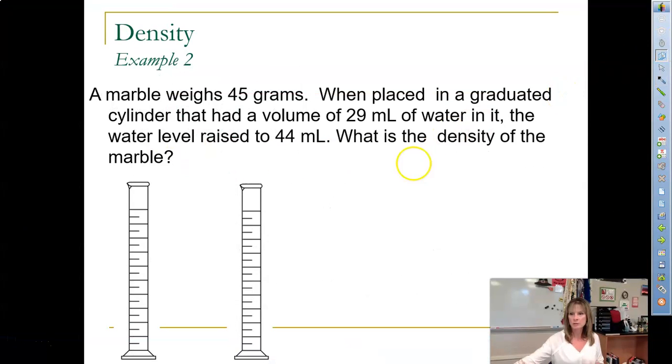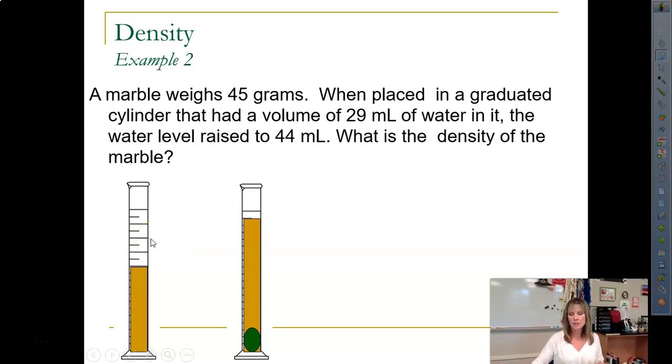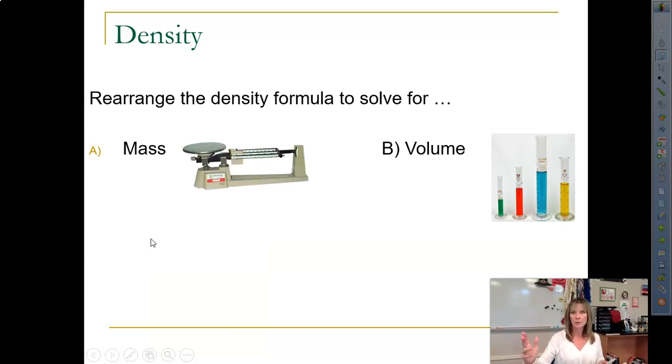Okay, next one. Oh, look, we've got pictures even. Graphics. It's beautiful. Okay, so there's my object. When I put the object in, it's taking a while to load. See, that water level gets higher. Okay. Oh, there we go. Now we're back at density.